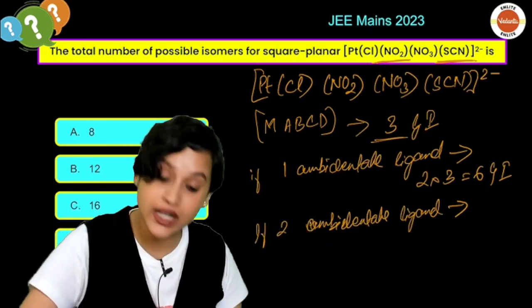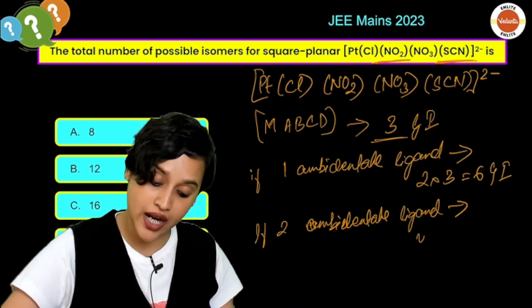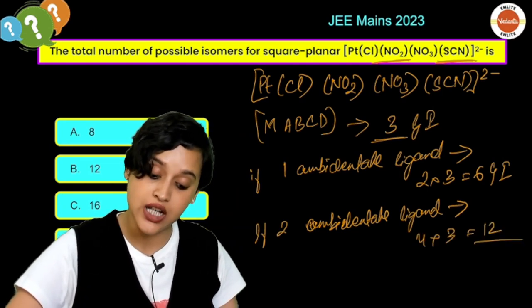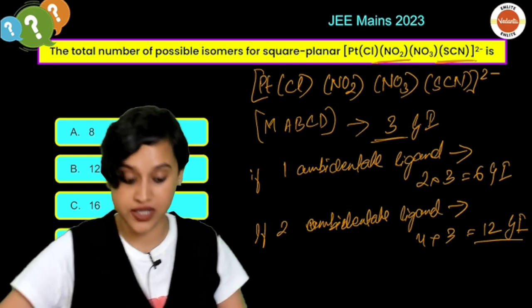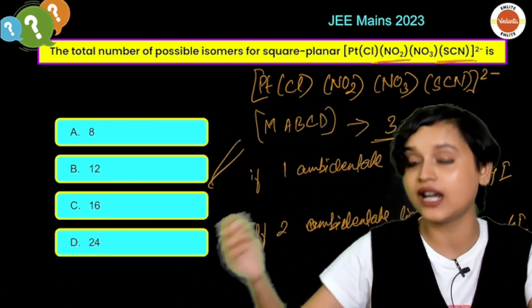But I already know that there are three geometrical isomers possible. So can I do 4 multiplied with 3 is equal to 12? So 12 geometrical isomers are possible. That means that option B is the one that is correct.